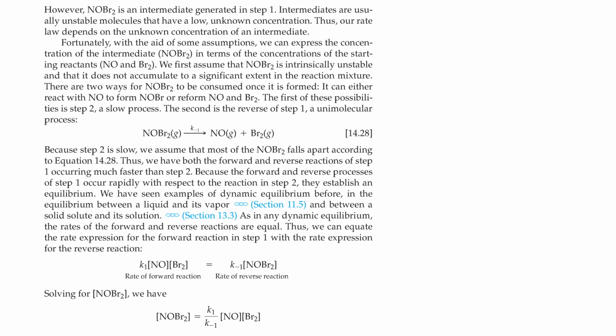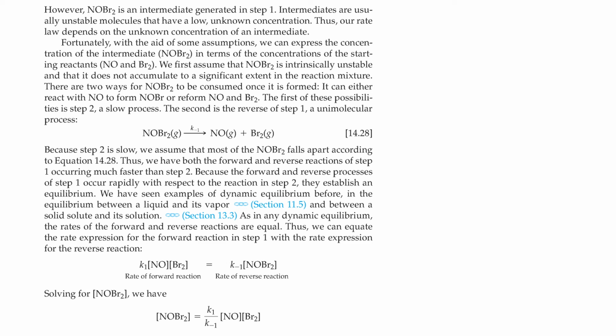Fortunately, with the aid of some assumptions, we can express the concentration of the intermediate in terms of the concentration of the starting reactants. We first assume that NOBr2 is intrinsically unstable and that it does not accumulate to a significant extent in the reaction mixture. There are two ways for NOBr2 to be consumed once it's formed. It can either react with nitric oxide to form NOBr or reform nitric oxide and bromine. The first of these possibilities is step 2, a slow process. The second is the reverse of step 1, a unimolecular process.